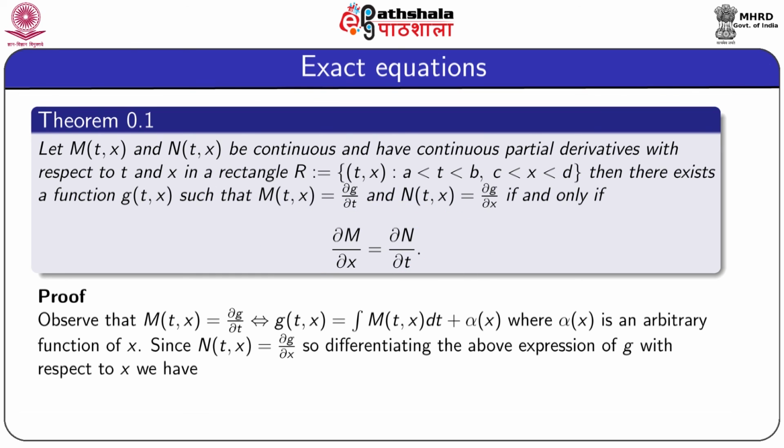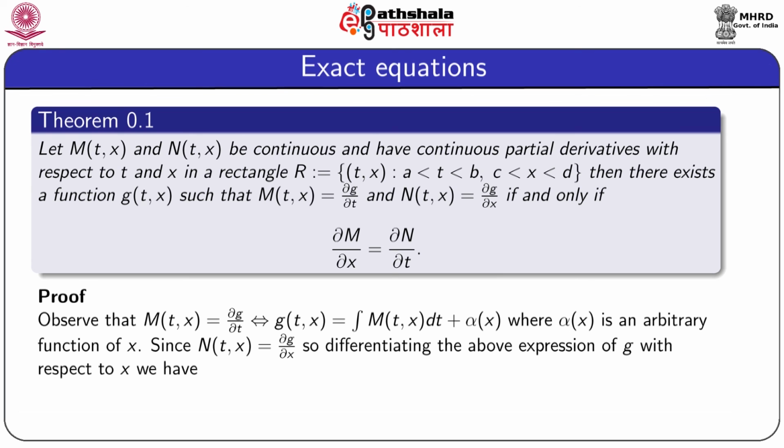For the proof, we start with the function M which is equal to del g del t, and this implies, if we integrate both sides, g(t,x) is equal to the integral of M(t,x) dt plus alpha(x). Please note this alpha(x) will only be a function of x because we are integrating both sides with respect to t.